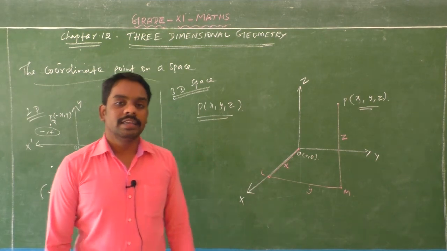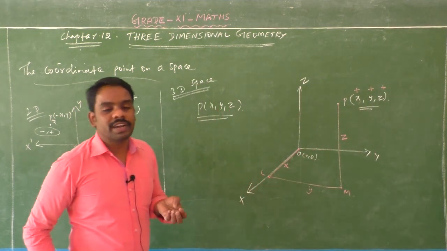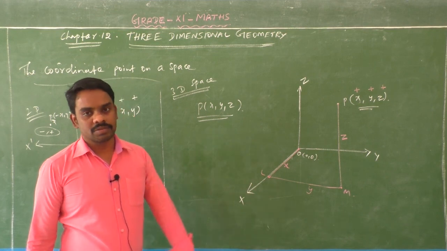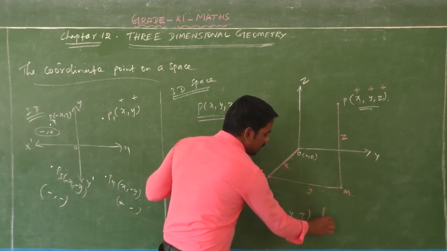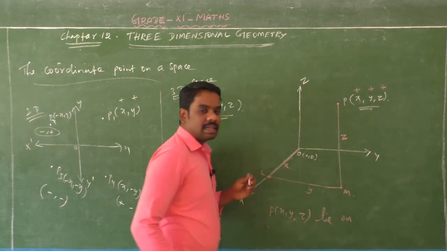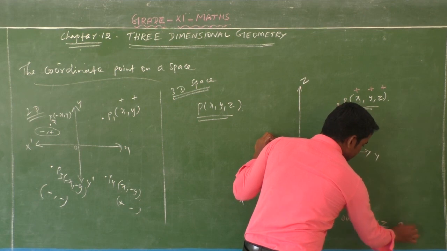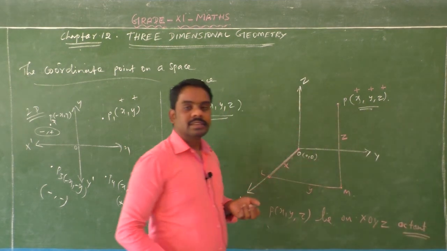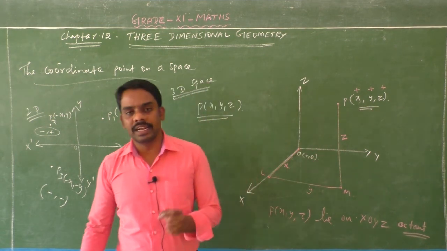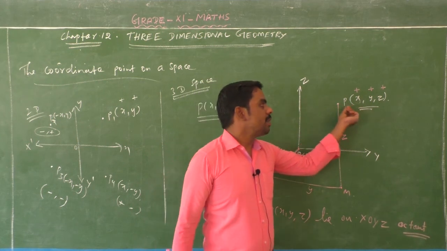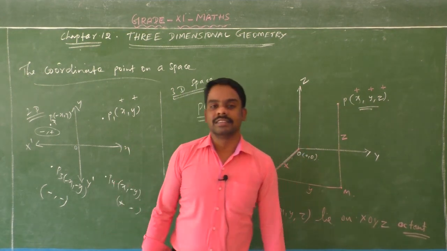Listen, this value X is positive and Y is also positive, Z also positive. So the X coordinate, Y coordinate, and Z coordinate values are all positive. So the point P of X, Y, Z lies in the first octant, that means the OXYZ octant. Here X value is positive, Y value positive, and Z value positive. Therefore, the point P of X, Y, Z lies in the first octant, that is the OXYZ octant.